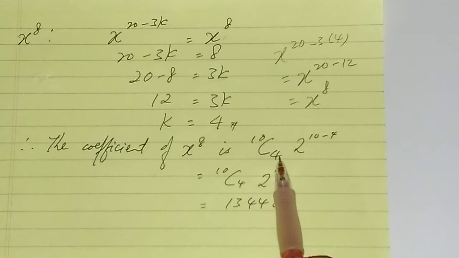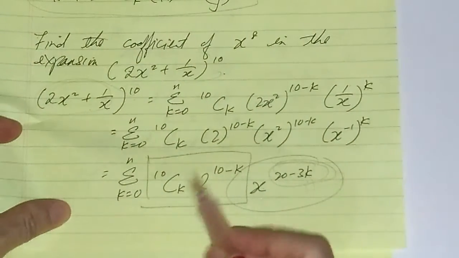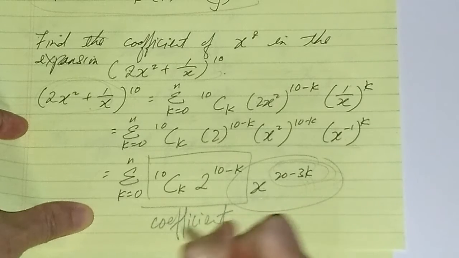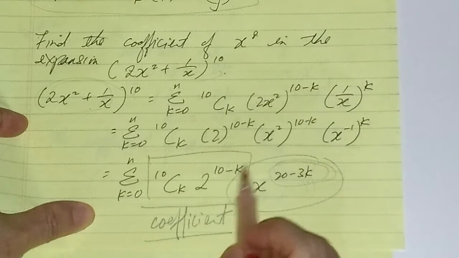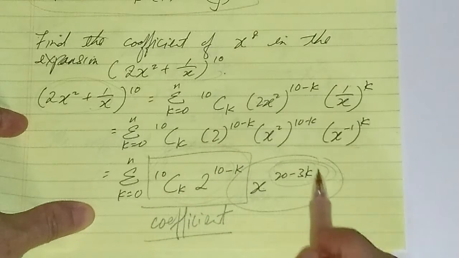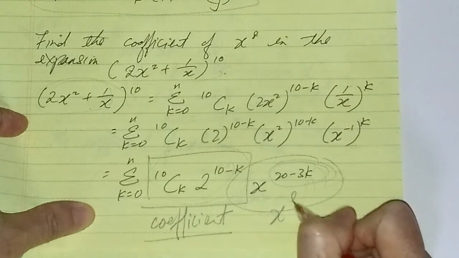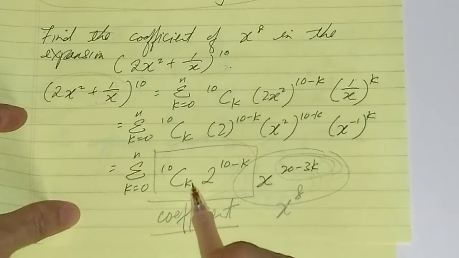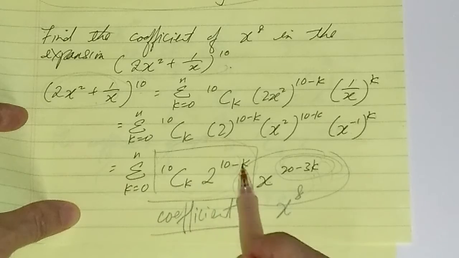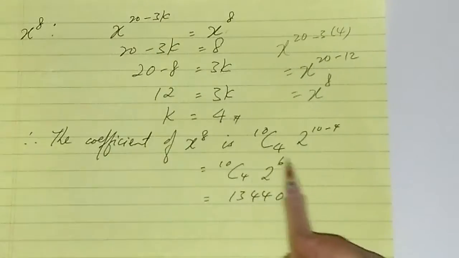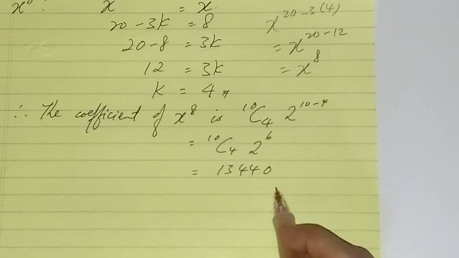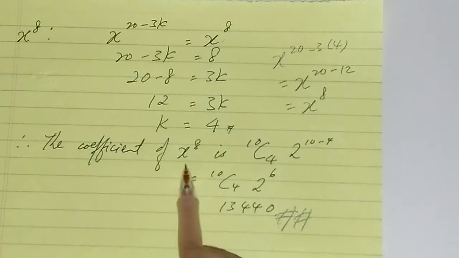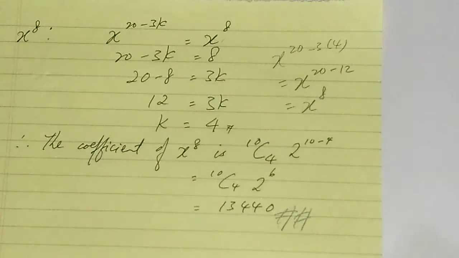So the coefficient, as I mentioned, is this part. This part is the so-called coefficient, a constant, the coefficient for the x term. So this is x to the power 8. So we need to calculate. We know that k is 4. Just substitute k equals 4 into here and press the calculator. You get this answer. So this is the coefficient of x to the power 8.